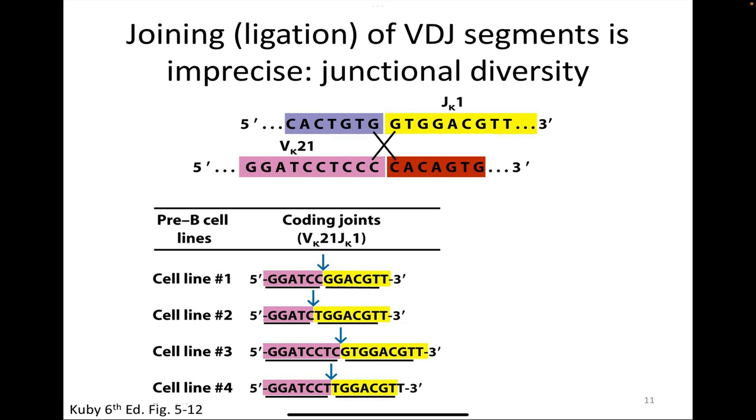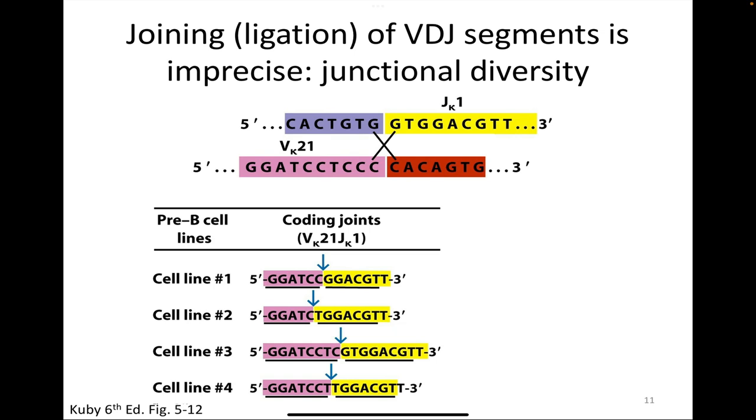So this is the actual sequence in pink of VK21, and this is the sequence in yellow of JK1. So these are a V and a J for a light chain. And this could be what we see in 4 different B cells who picked VK21 and JK1 in terms of what sequence they actually ligated together. And so you can notice that cell line number 1 cut some stuff off. It didn't actually use all of VK1. It lost some base pairs. And I think it lost some base pairs over here too. Yeah, it did. There also are situations where they can add base pairs.